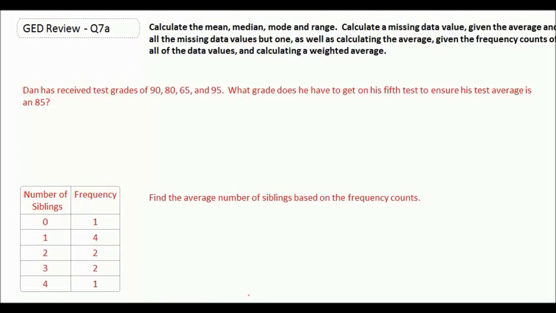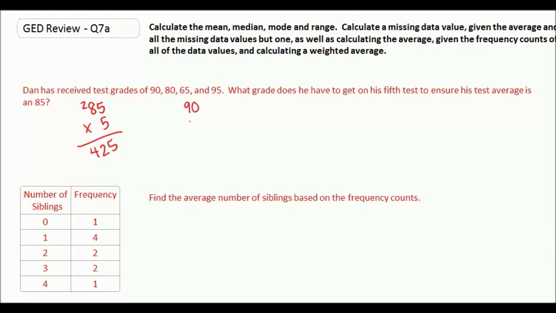So you need to figure out the goal amount of points that Dan needs to get. Well, if the average is 85, then we can take the 85 and multiply it by the 5 tests. 5 times 5 is 25. 8 times 5 is 40, plus 2 is 42. So altogether, his test grades need to add up to 425.